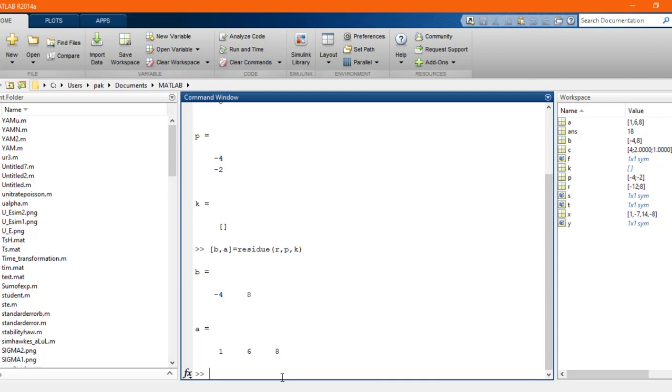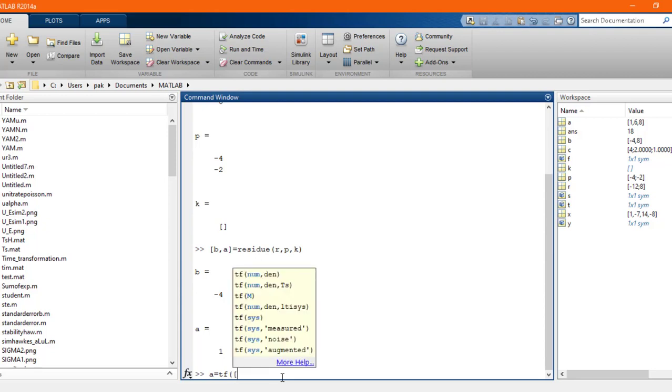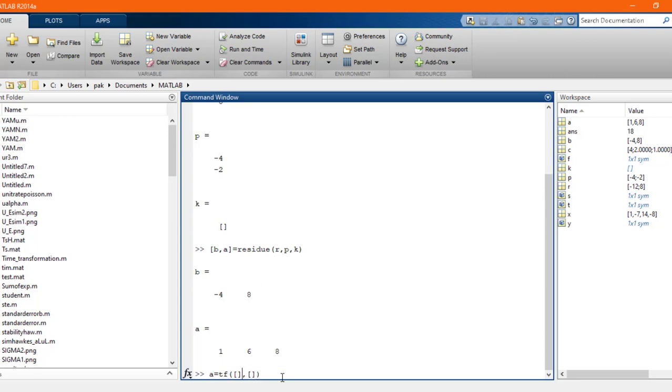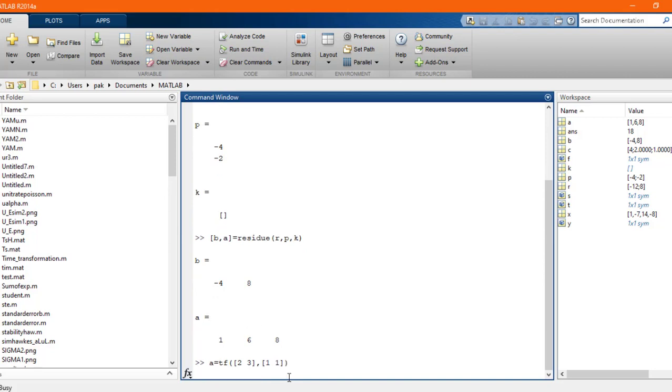Let's say a is equal to tf. This tf mentions that we are going to write a transfer function, and then you mention in the first bracket the numerator, and in the second bracket the denominator. It's the same way that we declared the b and a in the residue commands. So here I write 2 3, and here I write 1 1. This means 2s plus 3 is the numerator and 1s plus 1 is the denominator. I'll just press enter.